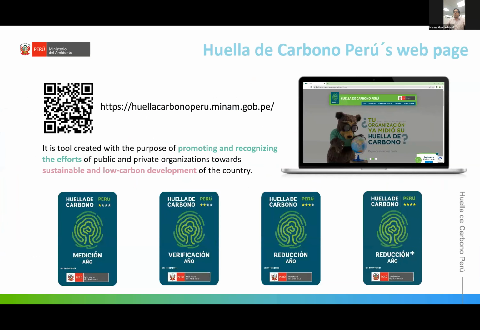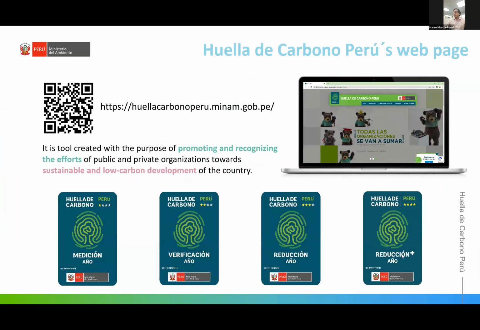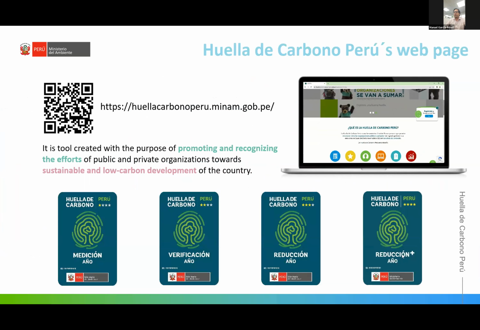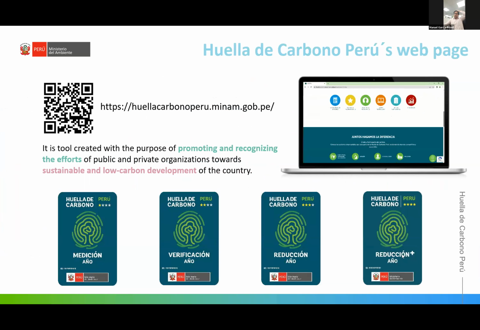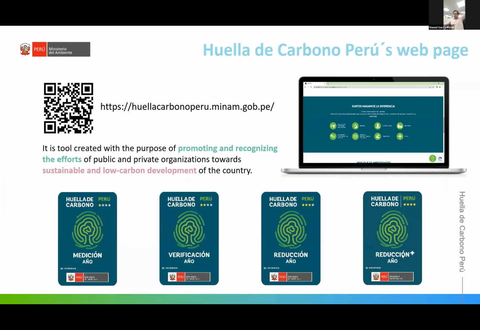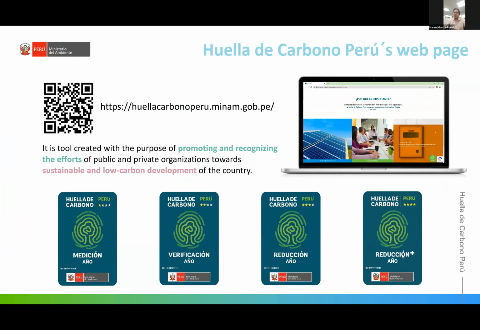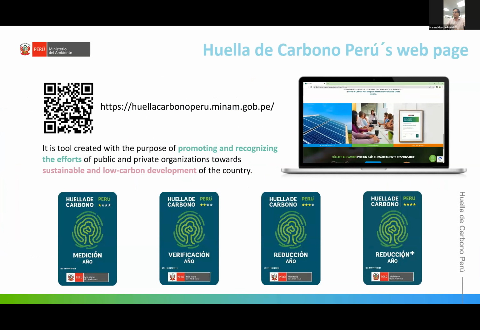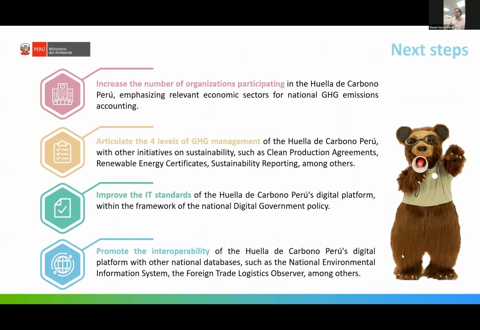Okay, so this is the link, if you want to visit the website, this is Huella de Carbono Peru. And as was mentioned before, we have four levels of recognition. We can see here the logos. And in the next slide, we can see some next steps that we are foreseeing.